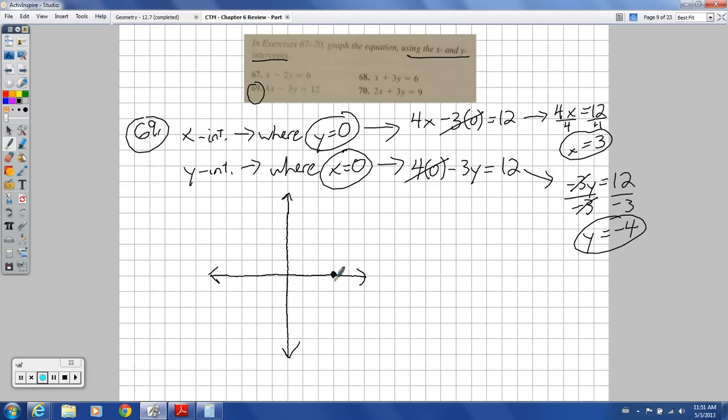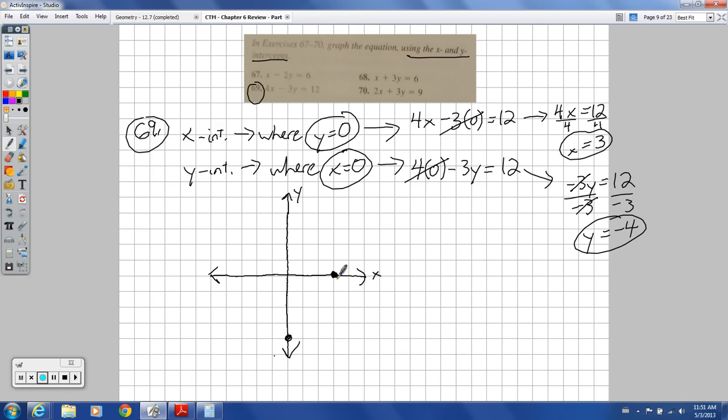We have 3, 0. That's a point right there. This is my x and y here. So this was the first one, 3, 0. X is 3, y is 0. The other one, x is 0, y is negative 4. So 0 down here to negative 4. There's my line. I'd connect those with a straight line.